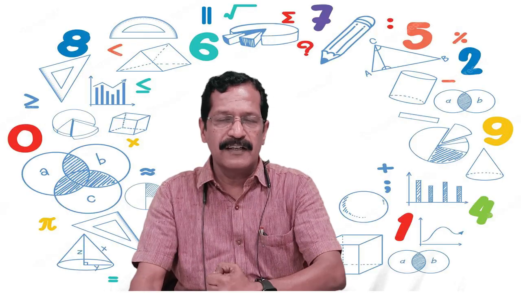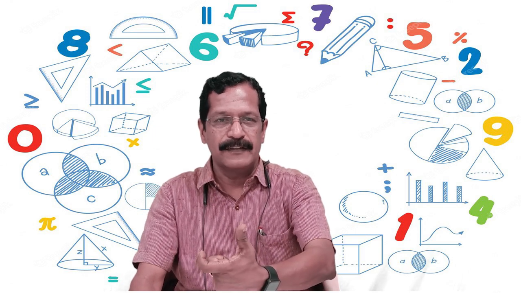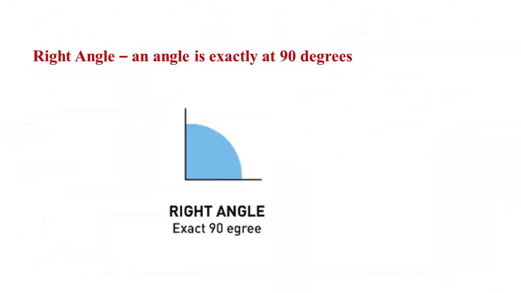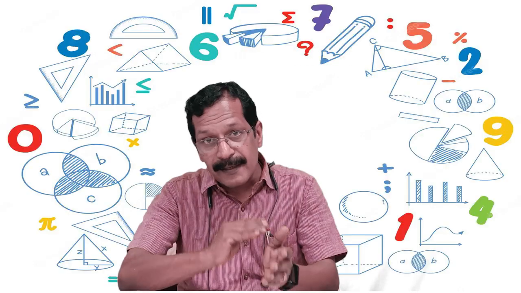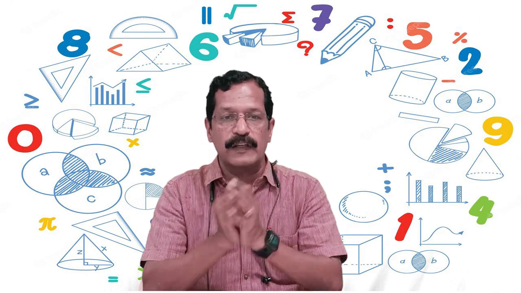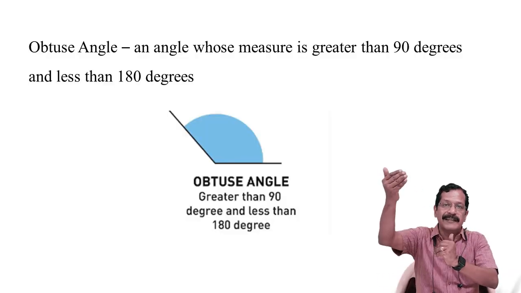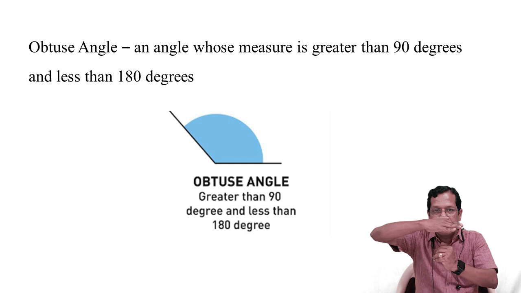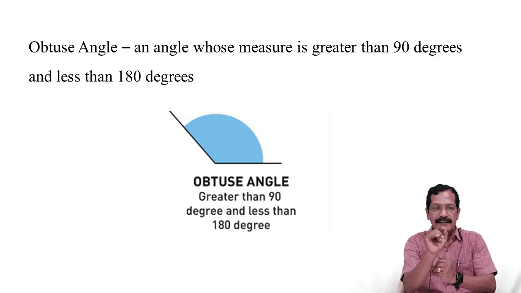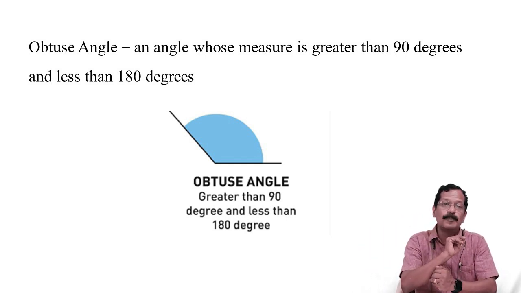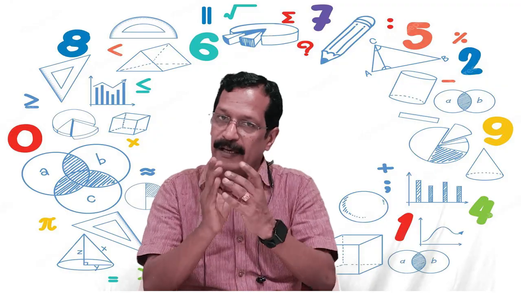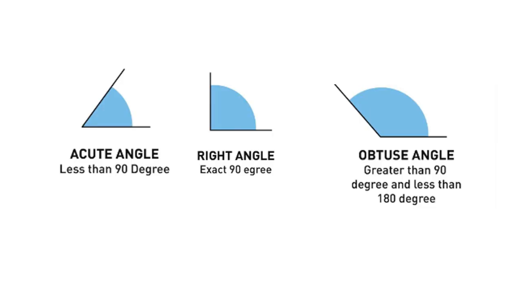I told you, a right angle is exactly 90 degrees. So from the figure, it is clear, right angle. Another angle is obtuse angle. An angle whose measure is greater than 90 degree but less than 180 degree, less than half of the circle, that is called an obtuse angle. So acute angle less than 90 degree, obtuse angle greater than 90 degree, equal to 90 degree, it is right angle. Is it clear?